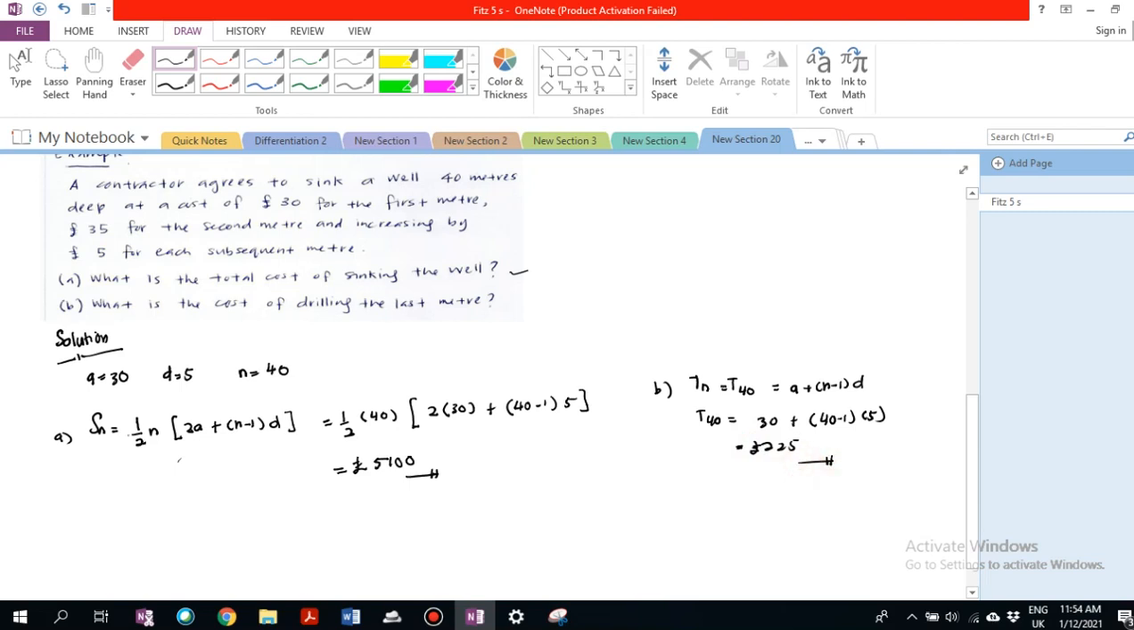So this is the summation, and this is the term. Tn is the term n. Okay, we go for the next example.